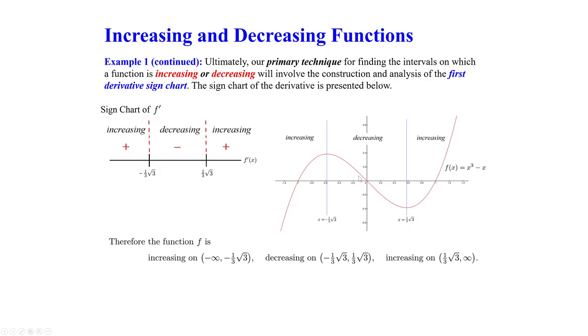Again, the fact that it's increasing is not a statement about where it's positive and where it's negative. Remember, this is the graph of the original function. This is a sign chart of the derivative. Increasing corresponds to positive on this interval. Decreasing corresponds to negative on this interval. And finally, this interval where it's increasing corresponds to a derivative being positive.